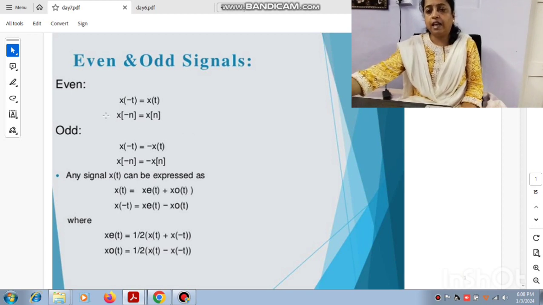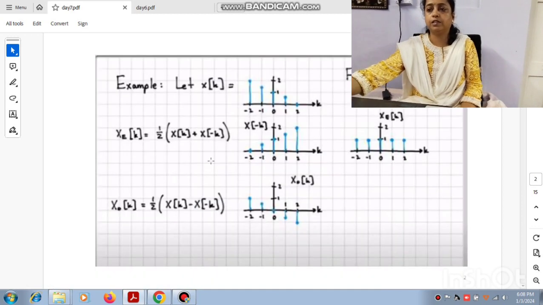Now, one more thing is, any signal can be divided into even and odd parts. In order to find the even part of the signal, the formula used is x of t plus x of minus t, the signal and its time reversed version, divided by 2. To find the odd part of the signal, we consider x of t, the original signal, minus the folded version of the signal, x of minus t, divided by 2. This can be shown with the help of this example.